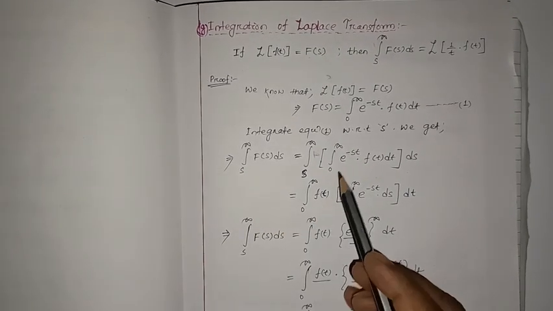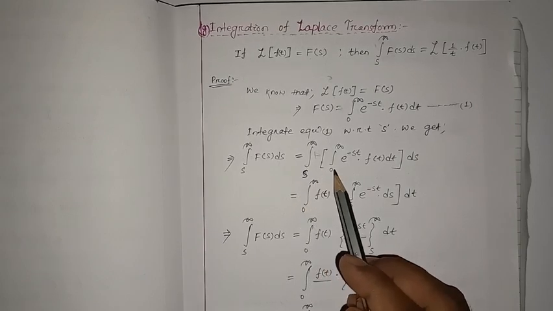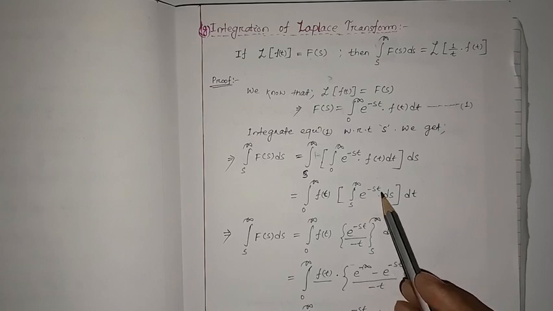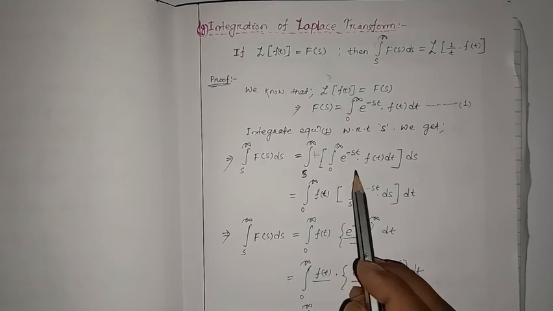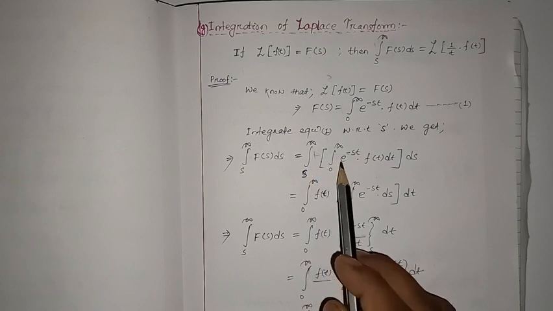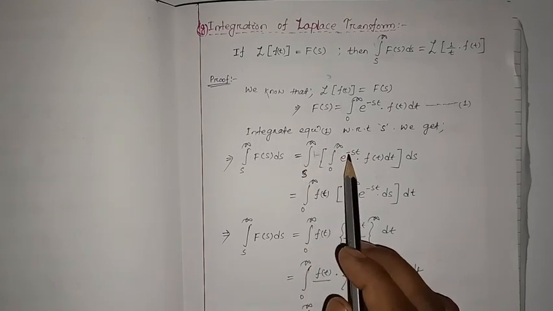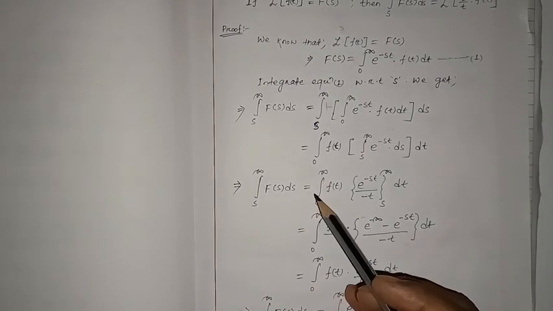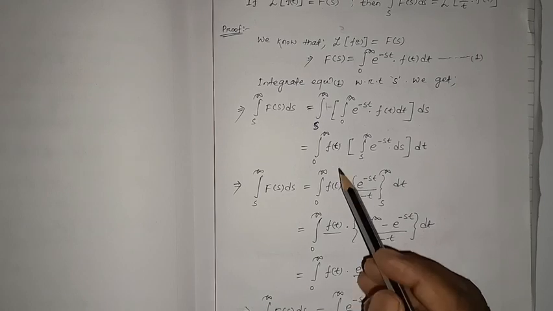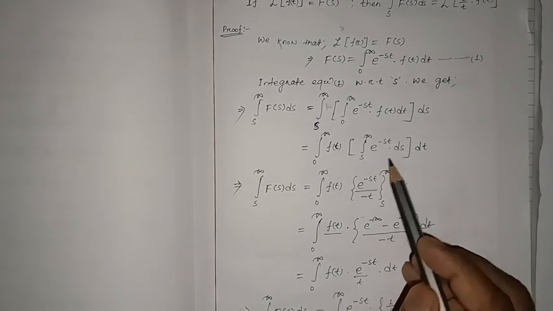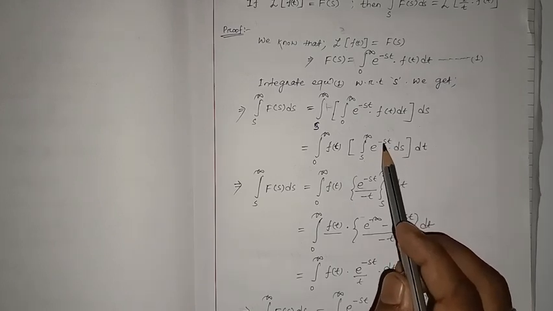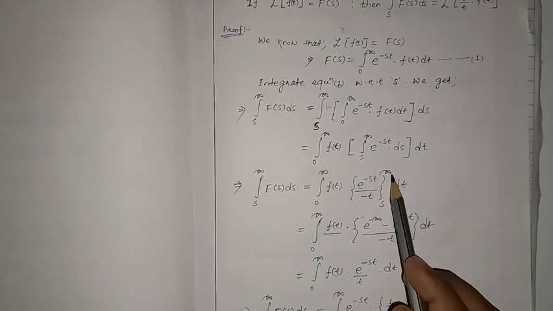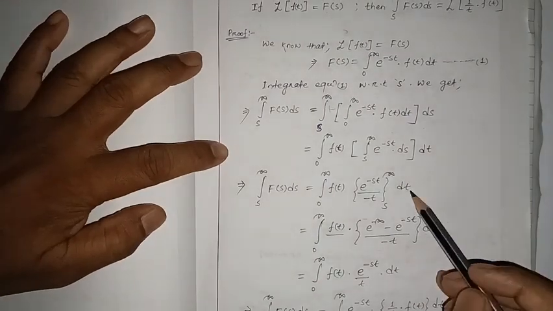Here what I have done is take f of t outside, and consider inside the bracket the integral from s to infinity of e to the power minus st ds, with the outer dt. I just exchanged the order of integration. That implies the integral from s to infinity of F of s ds will be equal to the integral from 0 to infinity of f of t times the integral of e to the minus st with respect to s. Here t is constant, so it is e to the minus st by minus t, with limits s to infinity, dt.